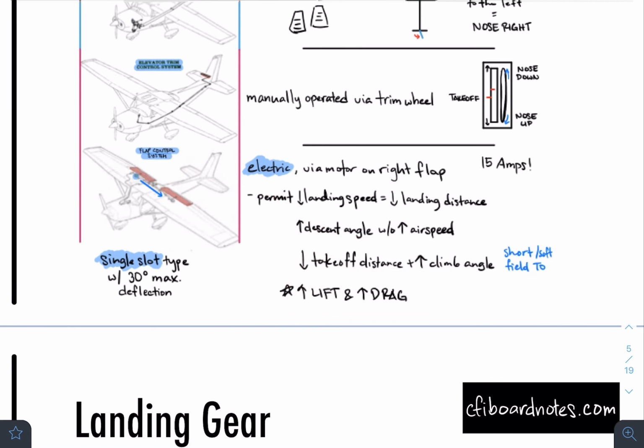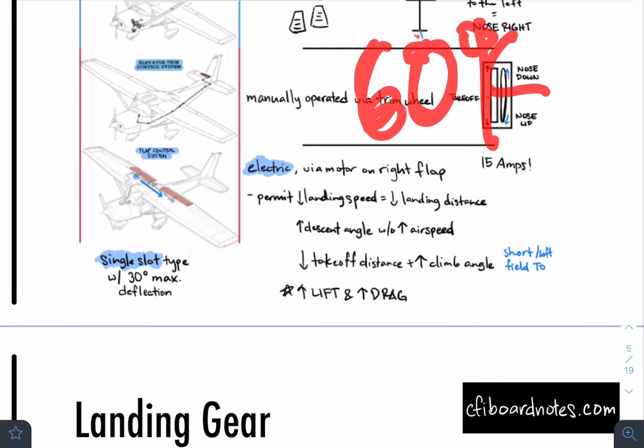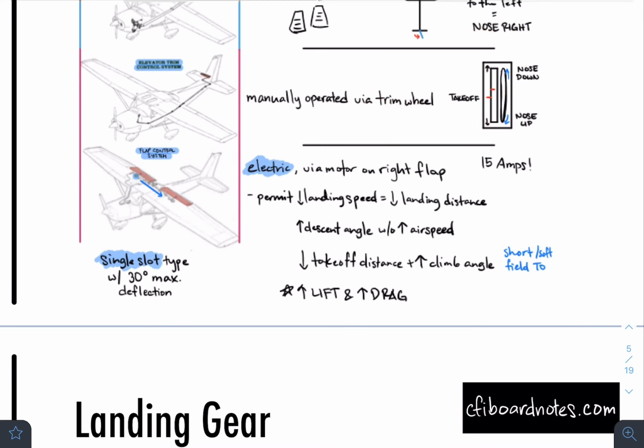And the second one, I think, is one of the more important things as well, which is it allows you to increase your descent angle without increasing your airspeed. So, for example, if you want to stabilize at 60 knots, but you have to get down to the runway, the flap increases the descent angle.